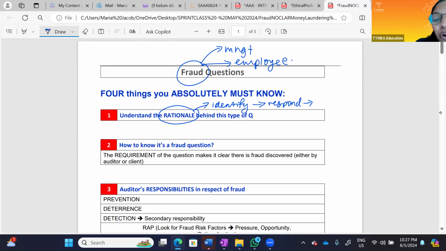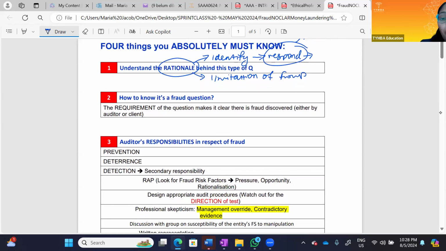Okay, so how you want to respond to it. And there is also the possibility of fraud, where they ask you about the limitation of fraud. Now when I talk about respond, probably it's in the form of procedures. They may ask you on procedures.